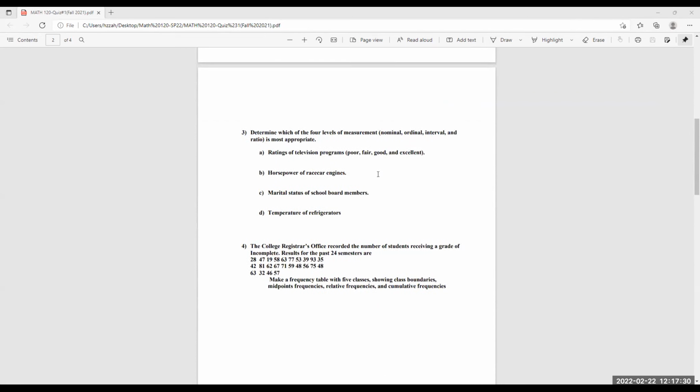The other one that's going to be coming on the test is the measurements that we talked about. If the measurements are categorical, no numbers, and you can rank them, it's ordinal. If you cannot rank them, it's nominal. When we talk about numbers, if the number refers to a temperature, it's interval. Otherwise, it's ratio. So the first one, rating, is ordinal. The second one, horsepower, is ratio. Marital status is nominal. Temperature is interval. Okay, so that's number 3.